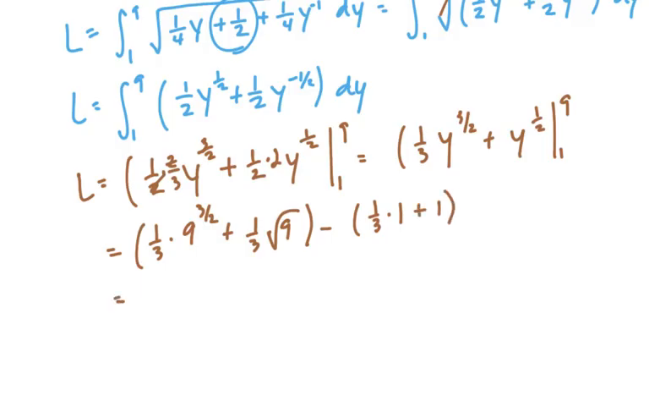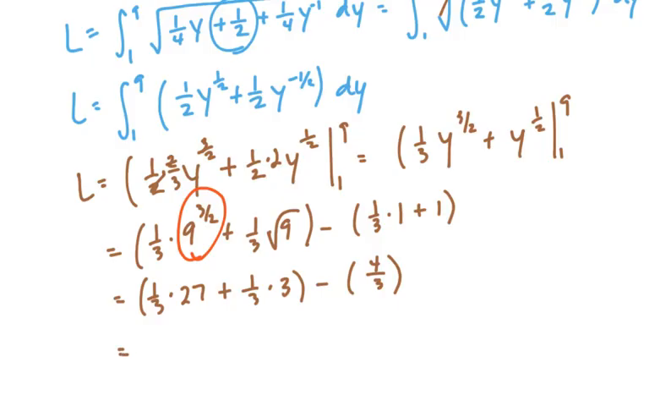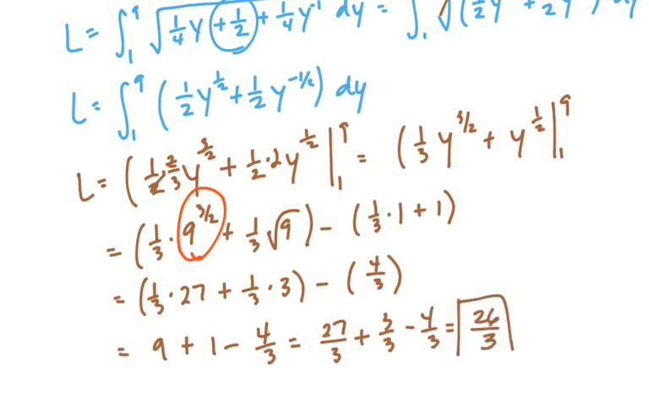Now, this 9 to the 3 halves, I'm going to bring down my 1/3 real quick. This 9 to the 3 halves means the square root of 9, which is 3, cubed is 27, plus 1/3 times 3, minus 1/3 plus 1 is 4/3. So 1/3 of 27 is 9, plus 1, minus 4/3. Common denominators is 27 over 3, plus 3 over 3, minus 4 over 3, makes 26 over 3. So that is the exact length of the arc.